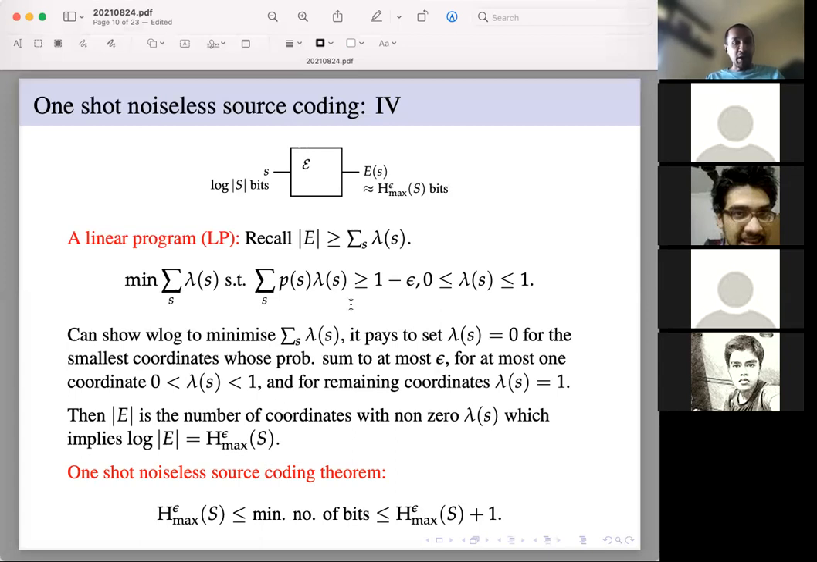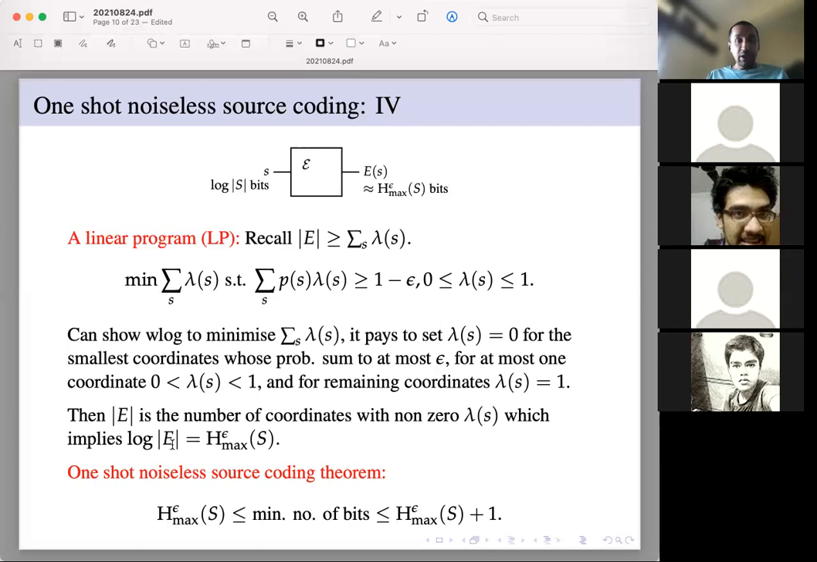And I know that mod E is larger than summation lambda s. Okay, and so I get that mod E is larger than H epsilon max. So that's it. Any questions? No? Okay, so it's amazing how the naive strategy turns out to be nearly optimal. It is optimal to within 1 bit.